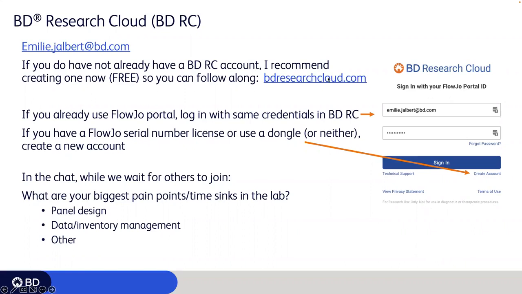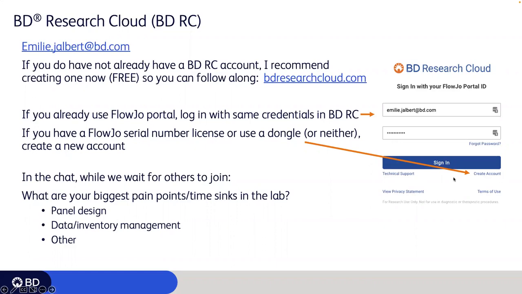You just log in at bdresearchcloud.com. If you use FlowJo portal to log into FlowJo, you use the exact same credentials. So same email and password, and that will also log you into BDRC. If you use some other way to access FlowJo, such as a serial number or dongle, or if you just don't use FlowJo, that's fine. Just then create an account at bdresearchcloud.com.